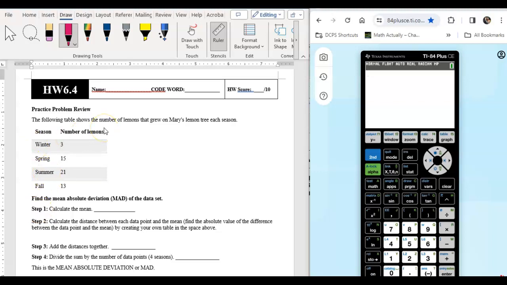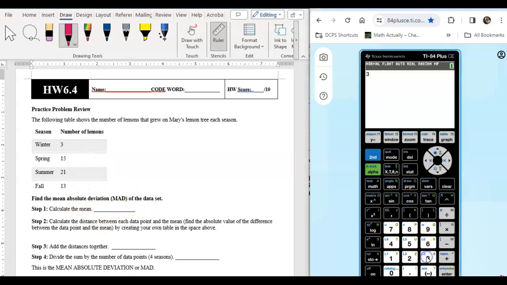Today we reviewed the mean absolute deviation, or the MAD, and the interquartile range, or the IQR. So we're going to start with this practice problem where we have lemons growing on Mary's tree. There's only 4 data points and it asks us to first calculate the mean.